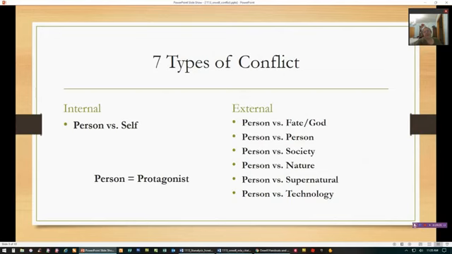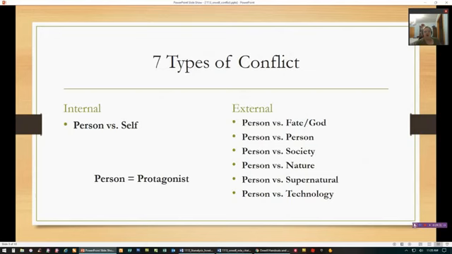Under external conflict, we're looking at anything that's outside of the protagonist that is causing problems. So one kind might be fate or God. There's some kind of spiritual destiny that is challenging the protagonist. The other kind is there might be an actual individual antagonist. It's kind of like in Star Wars, Luke versus Darth Vader, right? That's a very one-on-one kind of conflict.